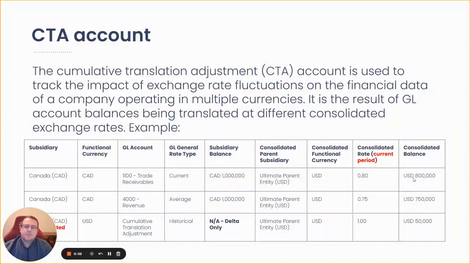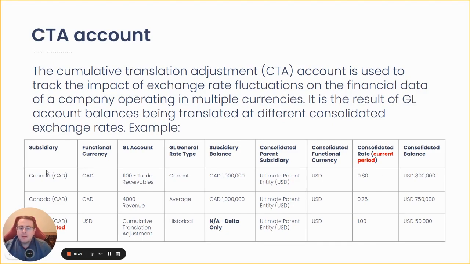CTA account. The CTA account, or Cumulative Translation Adjustment account, is used to track the impact of exchange rate fluctuations on our financial data over a period of time for companies that operate with multiple currencies. It's the result of GL account balances being translated at different consolidated exchange rates. Let's take a look at an example that will show us why.